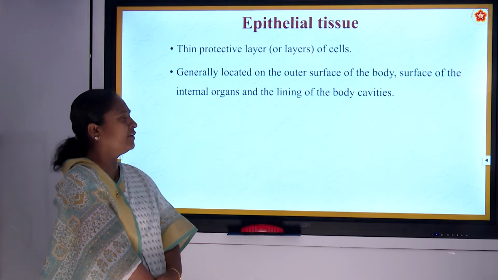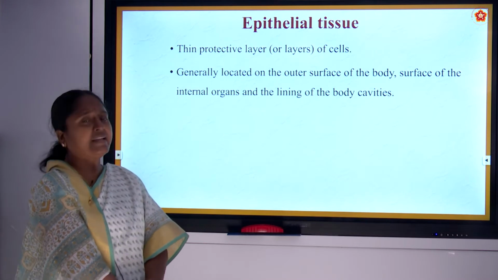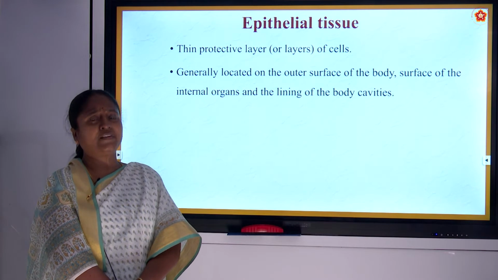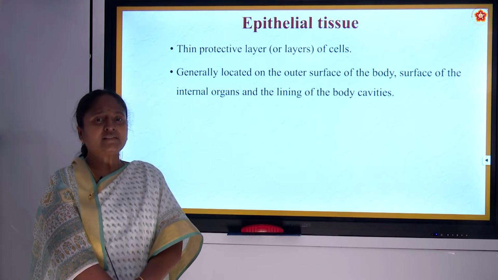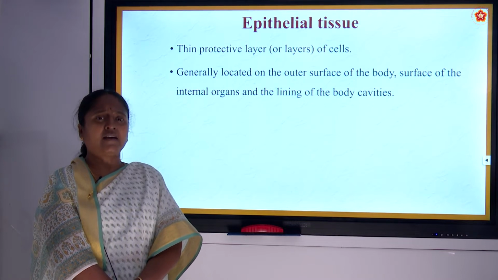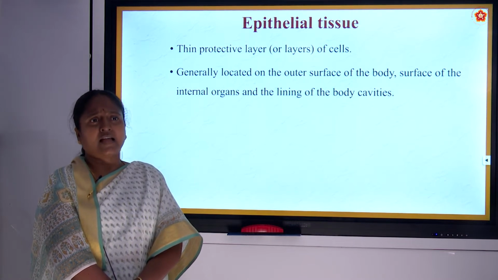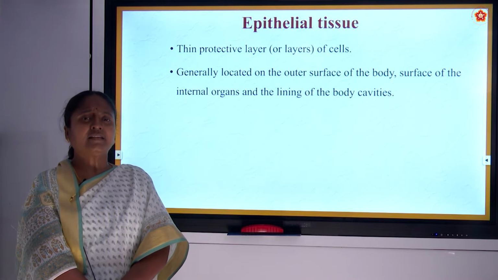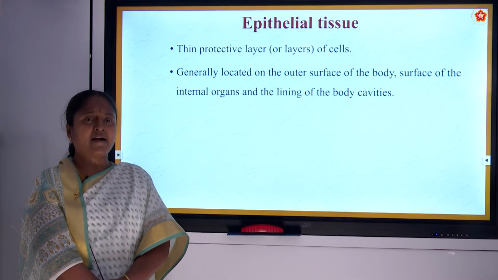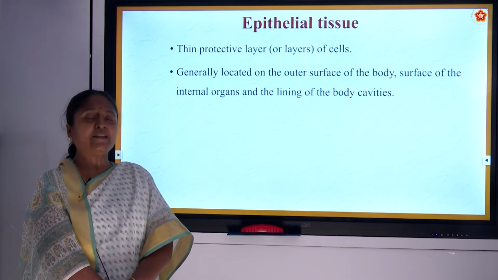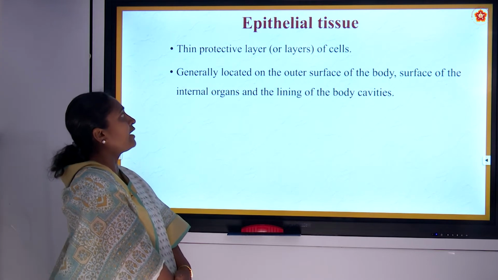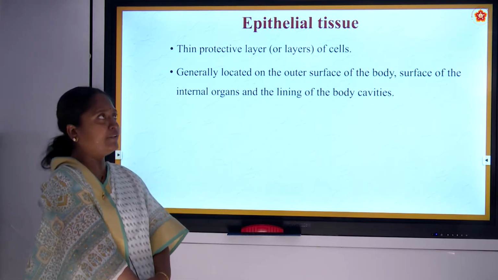It is also present in the inner lining of the body cavity. What is this body cavity? Each and every organ is present inside our body in a specific location, right? If you remove the heart, then you can see some depression or some kind of cavity which is present, right? This is nothing but the body cavity, the place where the organs are present inside our body. If we remove the organ, we can see the depression. So that is also lined by epithelial tissue.